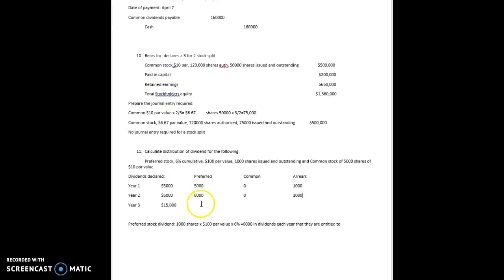And then year 3, we have 1,000 that's in arrears. Preferred is going to get actually 7,000 because they're getting 6,000 plus the 1,000 in arrears. Common is going to get the difference. So 15 minus 7, common is going to get 8,000. And there will be nothing in arrears. So we just have to apply: if it's cumulative, that means that the preferred stockholders are entitled to that every single year. If it's non-cumulative, they only are entitled to whatever is actually declared that year.